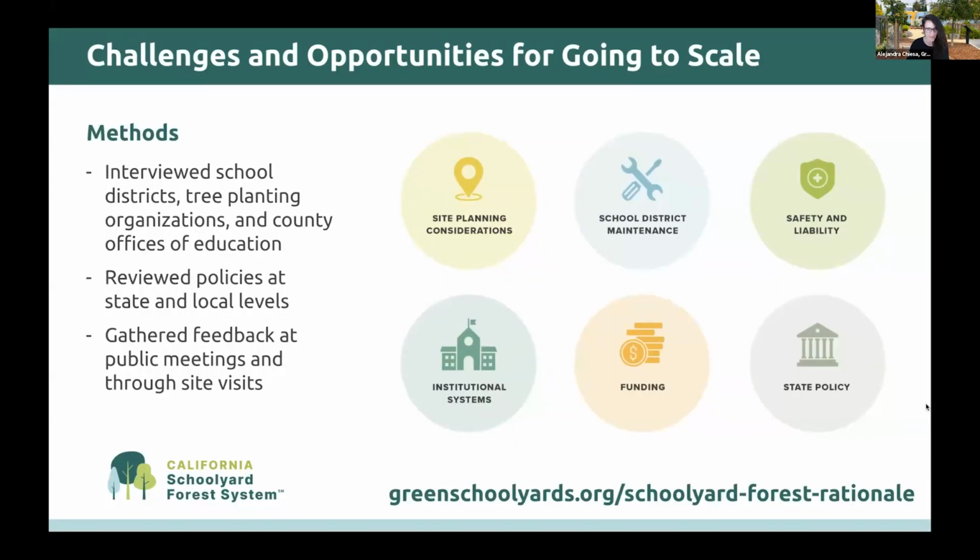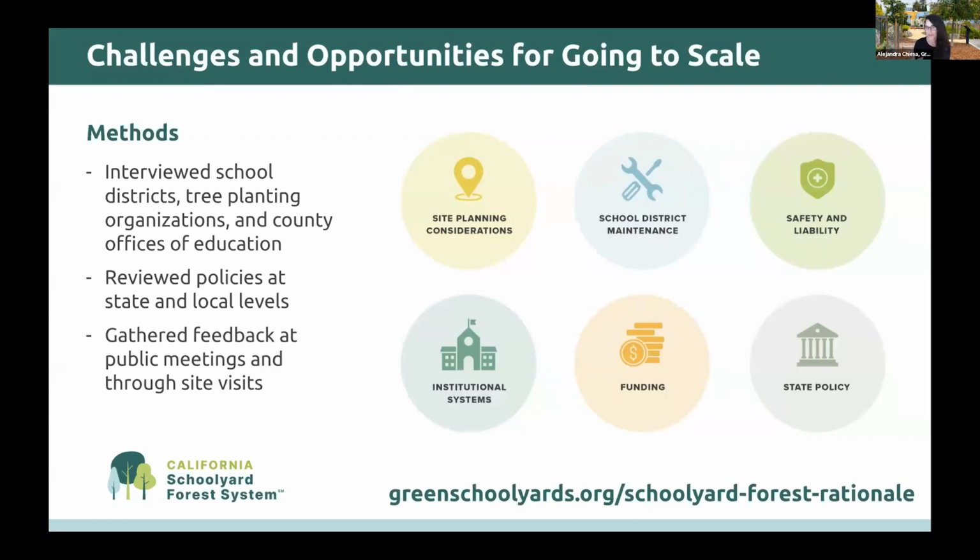So when we launched the National Schoolyard Forest System, the first thing we did was an assessment. We interviewed school districts, tree planting organizations, and county offices of education. We reviewed policies at the state and local levels, and we gathered feedback at public meetings and through site visits. The goal was to identify challenges and opportunities for going to scale. We did this in California, and we still need to expand and do it for other states.